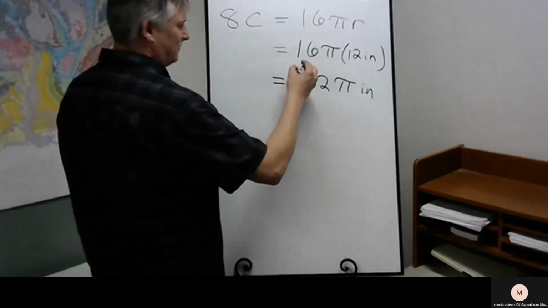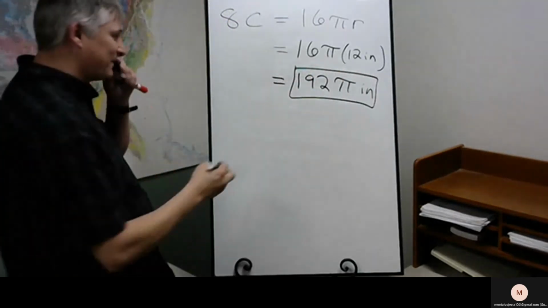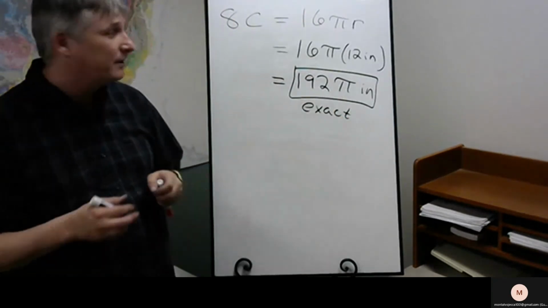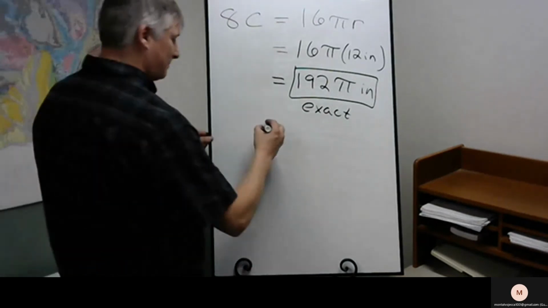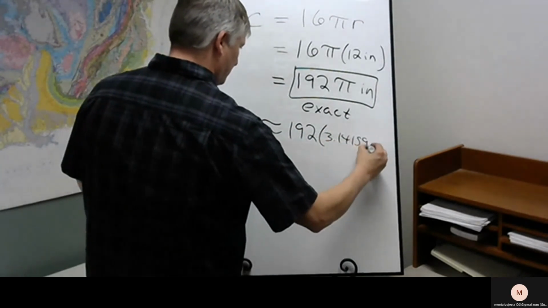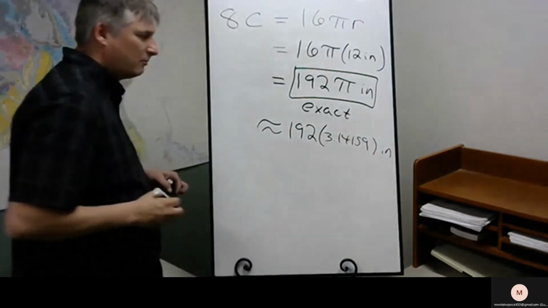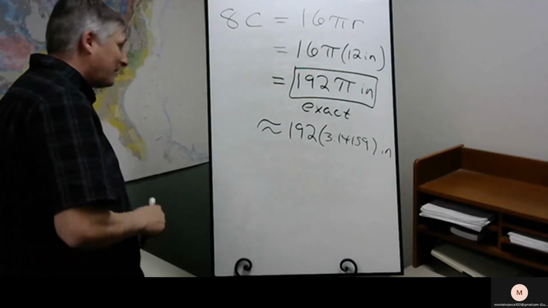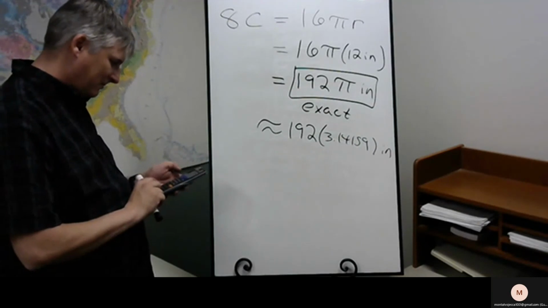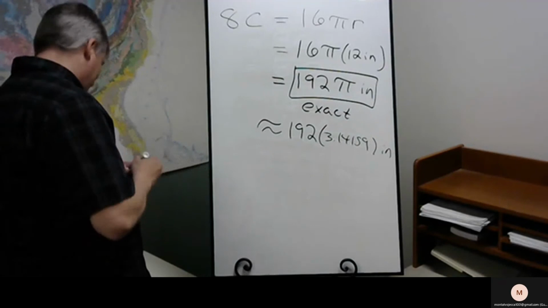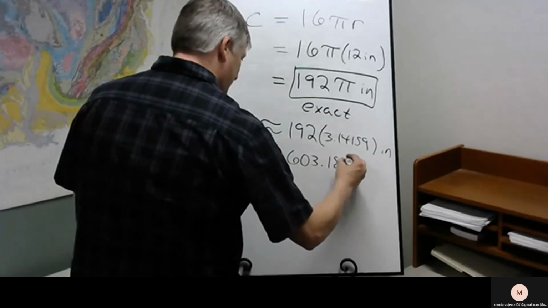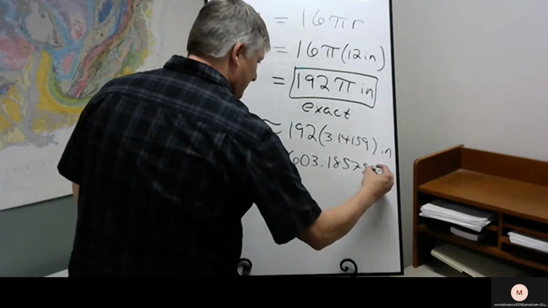Now, this is an exact answer. And the reason is we don't try to bring pi into the calculation. We just leave it the way it is. But if we want an approximate answer, you can put in 3.14159. And that comes out to approximately 603.19 inches.